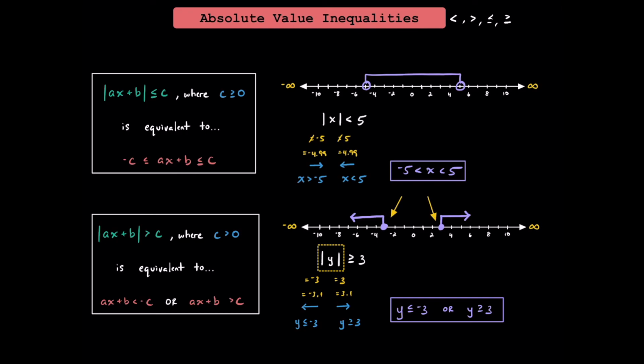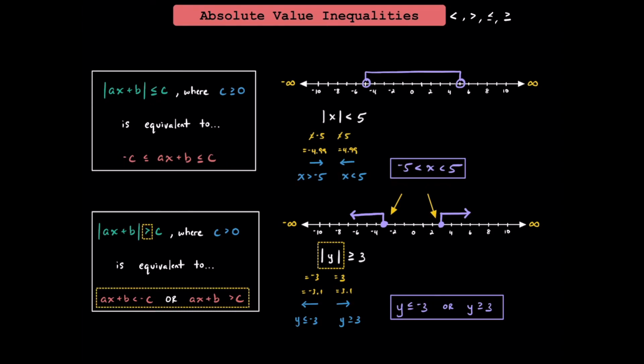A key pattern you want to recognize with these types of problems is that when you see a less than or equal to symbol, you're going to end up with a compound or an "and" inequality. And when you see a greater than or equal to inequality, you'll have an "or" solution.